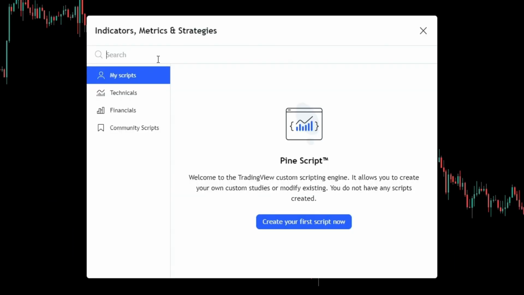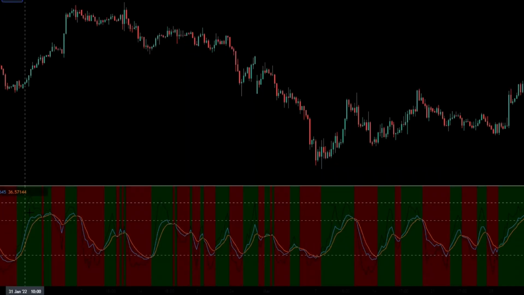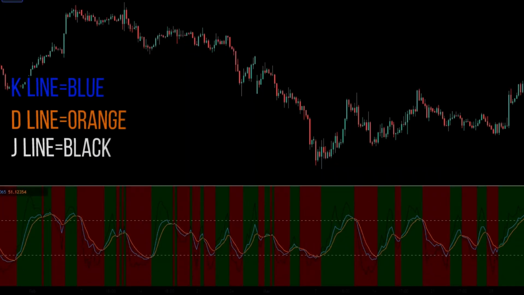Click Indicator and find KDJ indicator. Here we use the original setting of KDJ. The KDJ indicator has K-line, D-line and J-line. The K-line is the fast line. The D-line is the slow line. The J-line is the most sensitive line.